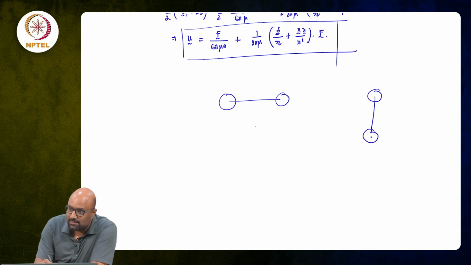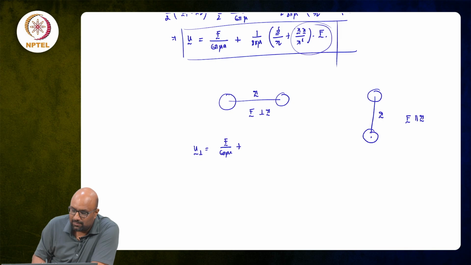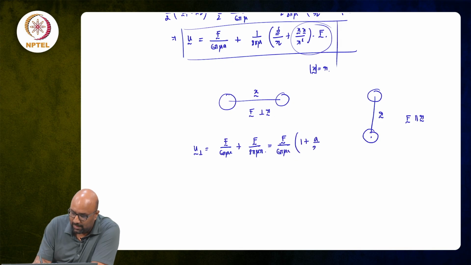So what is the difference between the two cases? Here F is perpendicular to R because this is the separation vector. Here F is parallel to R. So when you do this in the perpendicular configuration, you will have F by 6 pi mu A. So what is the dot product of F with x? This is x actually. What is that term? 0. So you are going to get F divided by 8 pi mu R, which means this is F by 6 pi mu A into 1 plus A by R.